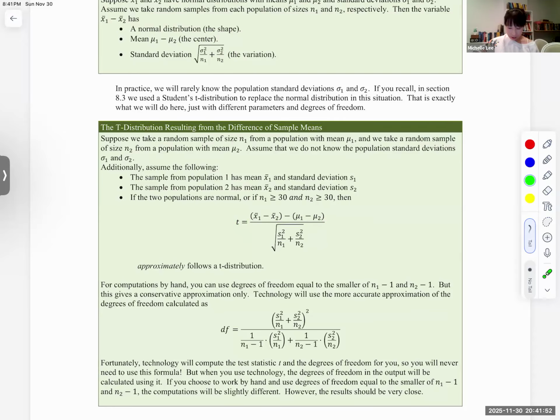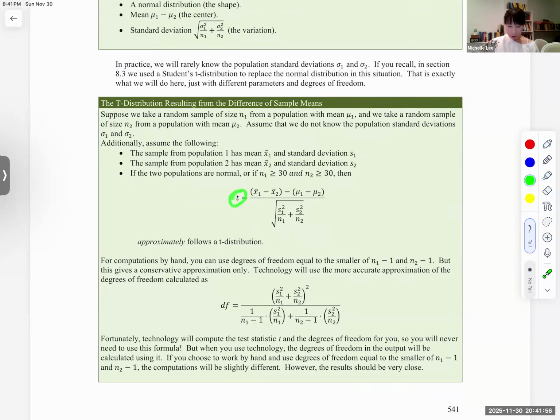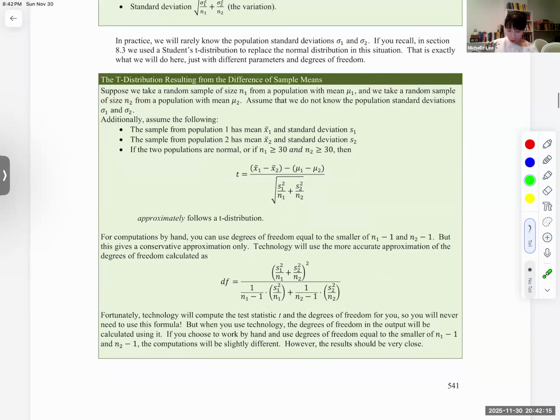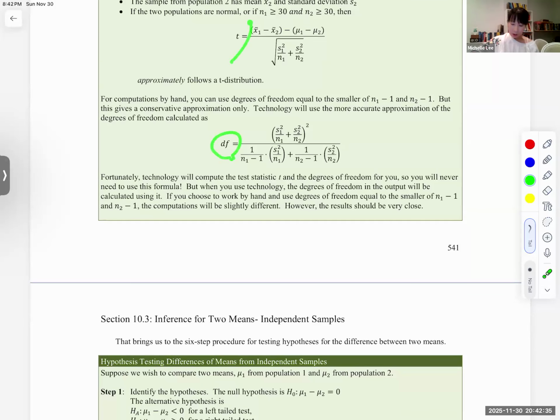We knew that the t distribution is a little bit wider than the z distribution, but when the sample size is bigger, it becomes a normal distribution. That's why we check the size. Now, this is harder, looking at this formula, crazy. This is too much to handle by hand, so we don't want to do that. For the t distribution, we have to use degrees of freedom.